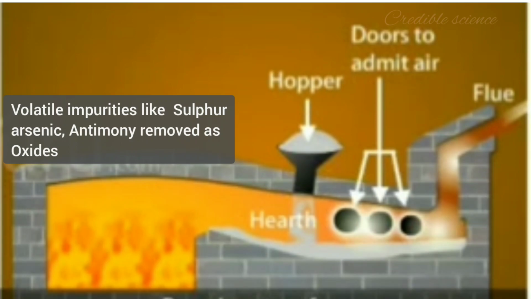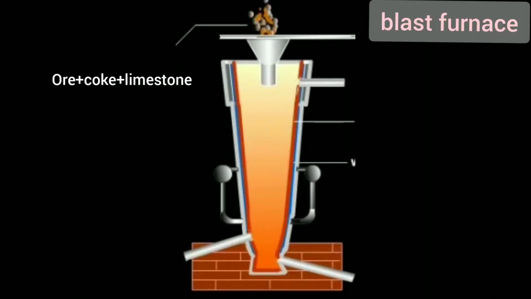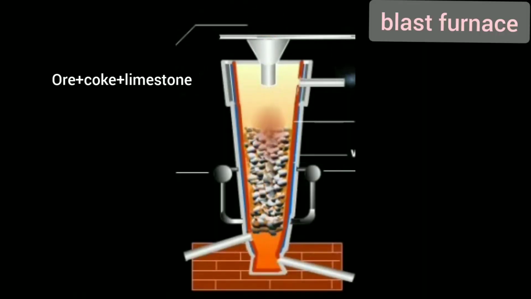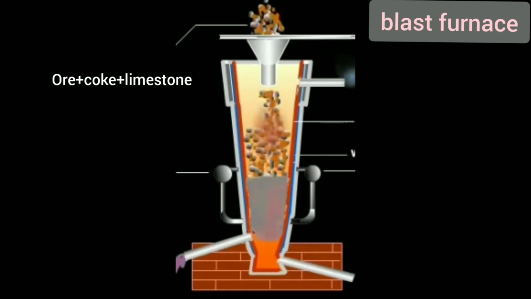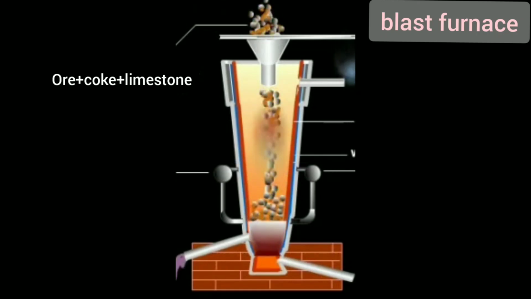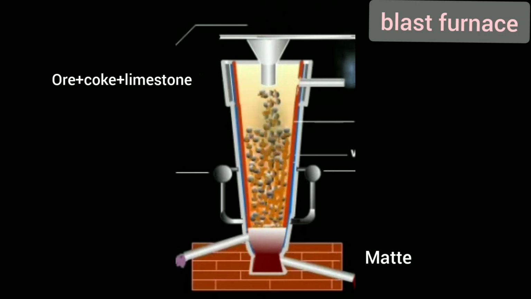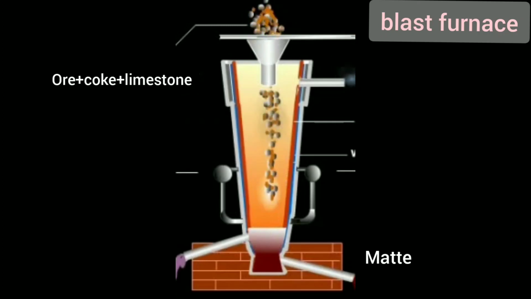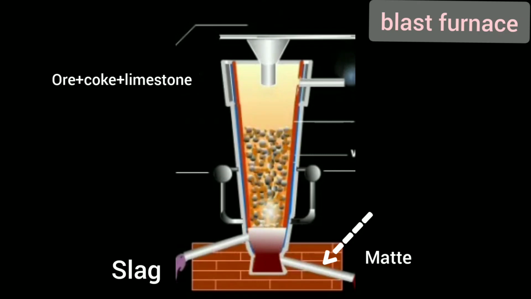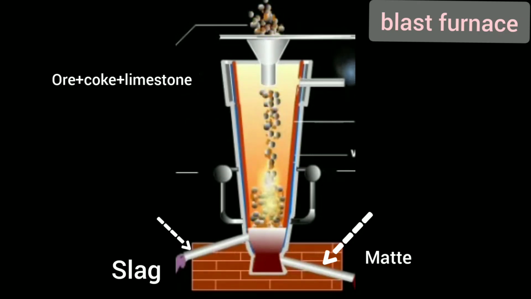Roasting is followed by the next process called smelting. Here the crushed ore along with coke and limestone is fed into the furnace called the blast furnace. Here the ore is converted into iron sulfide and copper sulfide. The mixture of iron sulfide and copper sulfide together is called matte, and in the molten state it is removed through the outlet given at the bottom. The slag that floats over the matte is also removed through the outlet given at the bottom.